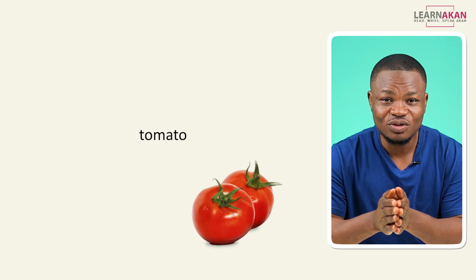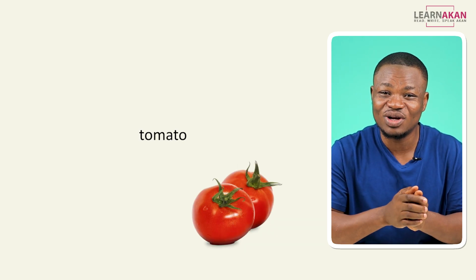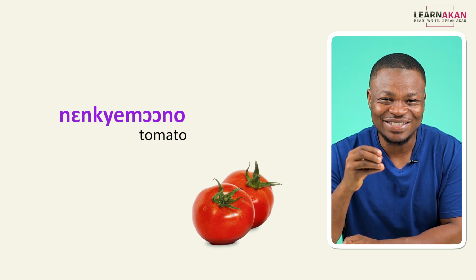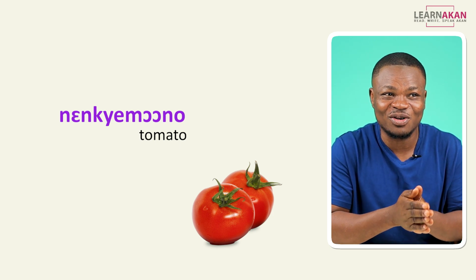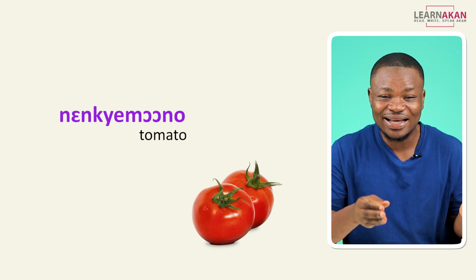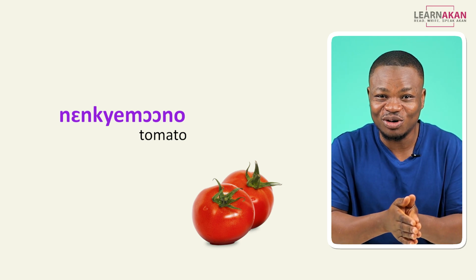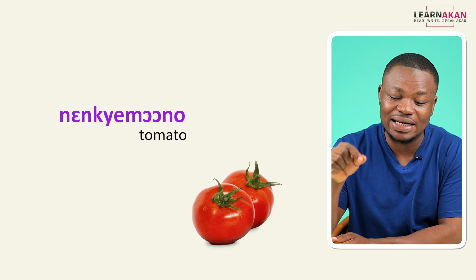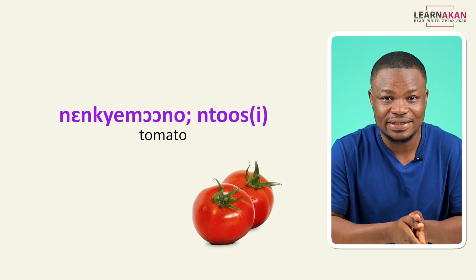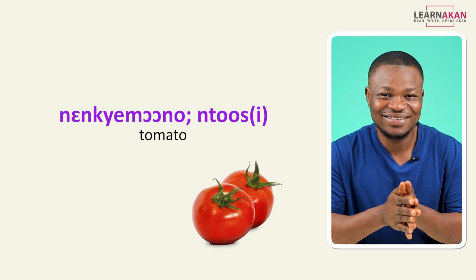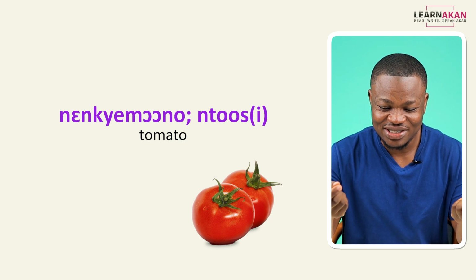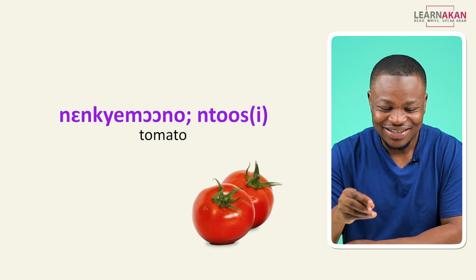Next we have tomato, and the actual tree name of tomato is nenchimono, and I'm saying the actual tree name because nobody uses that here in Ghana. So I have never heard anyone casually use nenchimono as the tree name of tomato, even though that is the actual name. Most people just resort to the borrowed version, which is intosi or intos. Let's go to the next one.